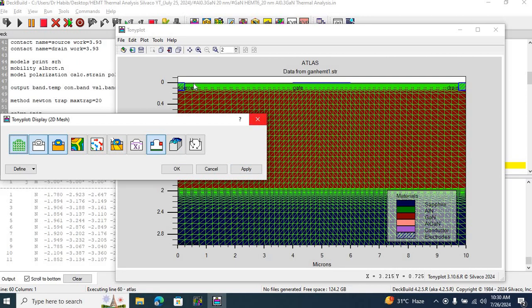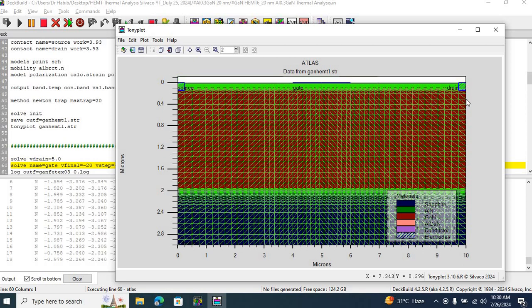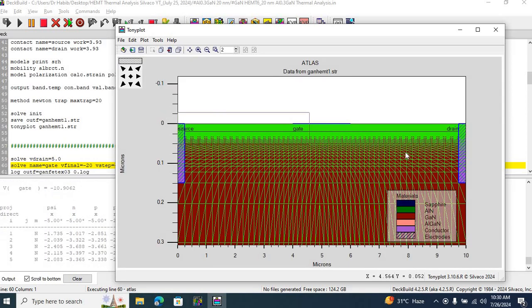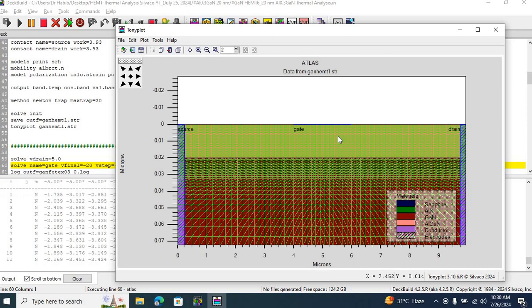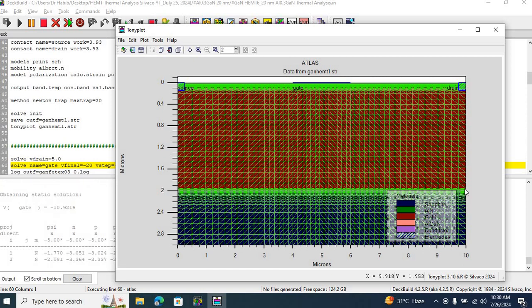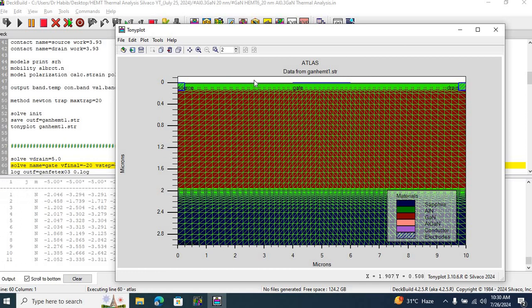So we have introduced a denser meshing in this region, which is our region of interest, because we have the two-dimensional electron gas formation across this aluminum gallium nitride heterojunction. And we also have a relatively denser meshing at the interface of the buffer layer and the nucleation layer, and then another interface of the nucleation layer and the substrate layer.